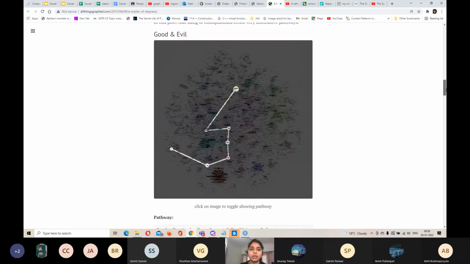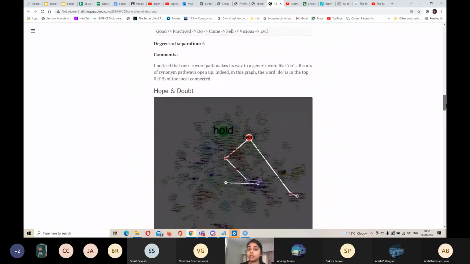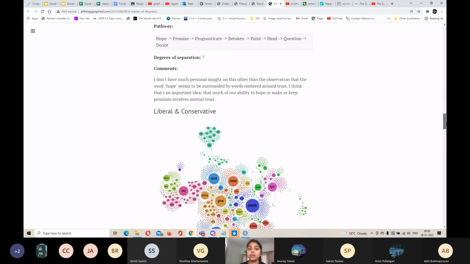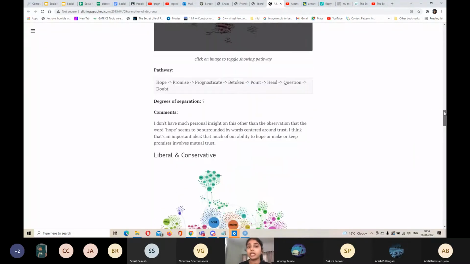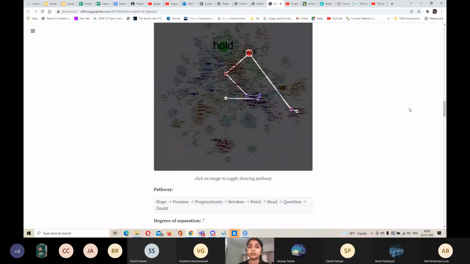There is a path between good and evil, between hope and doubt, between liberal and conservative, and a path here mostly looks like a transitive relation. So let's say happiness and joy, joy and pleasure. If happiness is a synonym of joy, and joy is a synonym of pleasure, then probably happiness is a synonym of pleasure. But again, things change based on context in the language, and hence even if you take it many steps further, even antonyms are connected with each other.